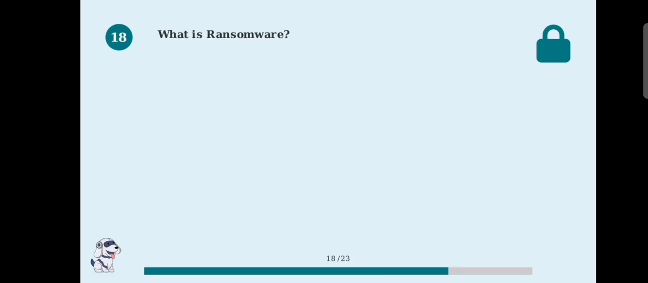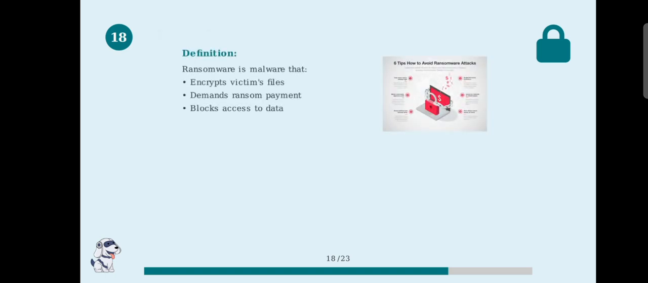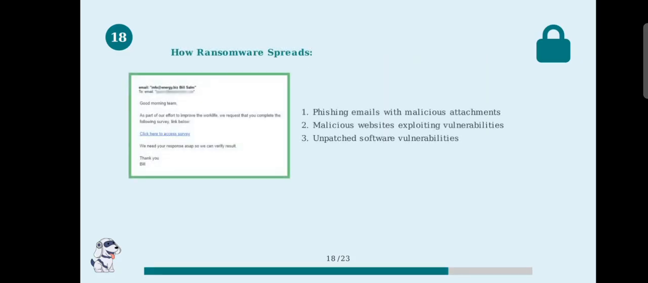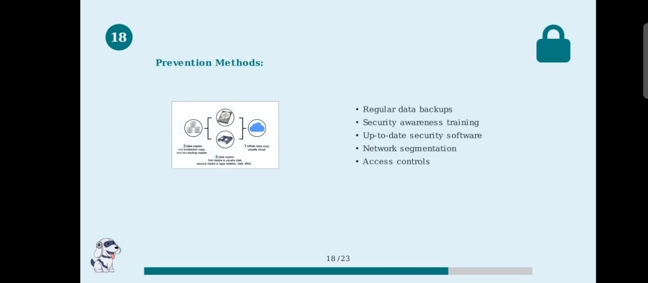Question 18. What is ransomware? This is a critical cybersecurity threat that every computer user should understand. Ransomware is a type of malicious software, or malware, that encrypts a victim's files and demands a ransom payment to restore access to the data. Ransomware typically spreads through three main methods: phishing emails with malicious attachments, malicious websites that exploit browser vulnerabilities, and unpatched software vulnerabilities.